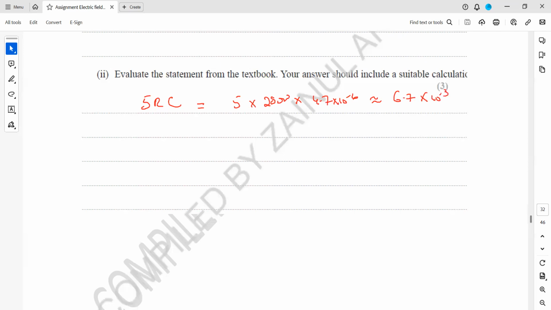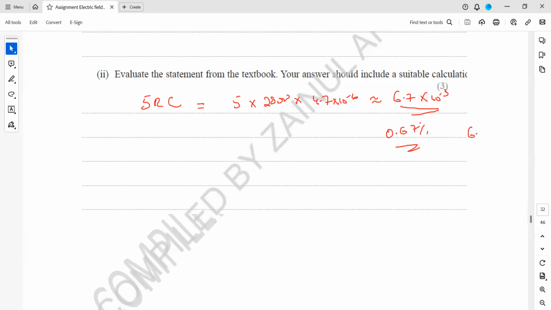If we convert into a percentage, what percentage will 5 times RC be, we worked out that it gives 6.7 into 10 to the power minus 3. If we convert this into a percentage, what proportion will be there? Because we know RC is the time to take the charge to 37% of its original value. So for 5 times RC, if we convert into a percentage, it will be about 0.67%.